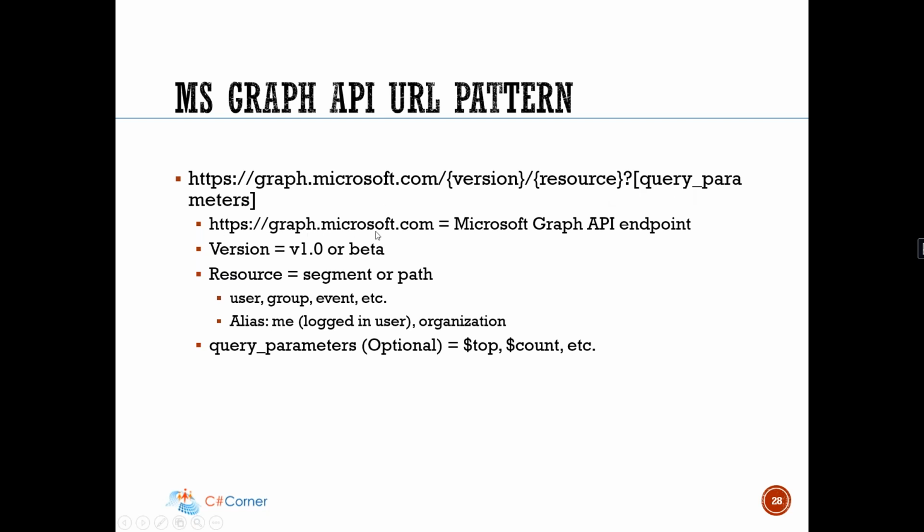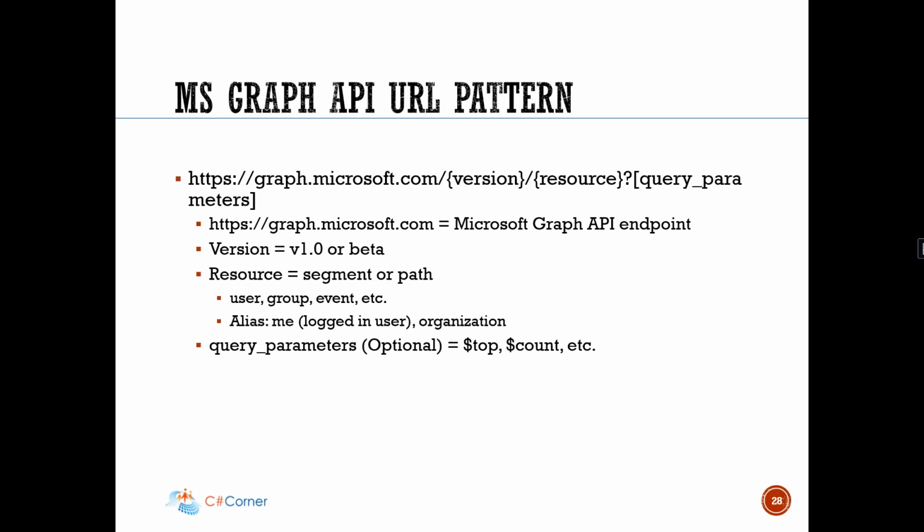So graph.microsoft.com is the basic endpoint, and there are two versions, version 1.0 or beta. Version 1.0 is the generally available functionality, and beta is the functionality which is still in development. Whatever you see in beta now will become generally available in 1.0 in the coming months. Resource indicates what you want to access, whether the user itself, the email messages, the events, or something else.